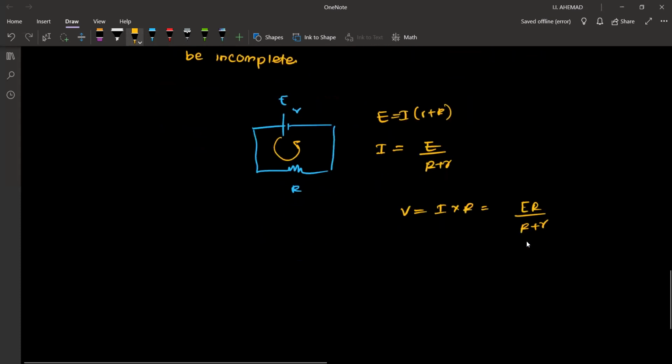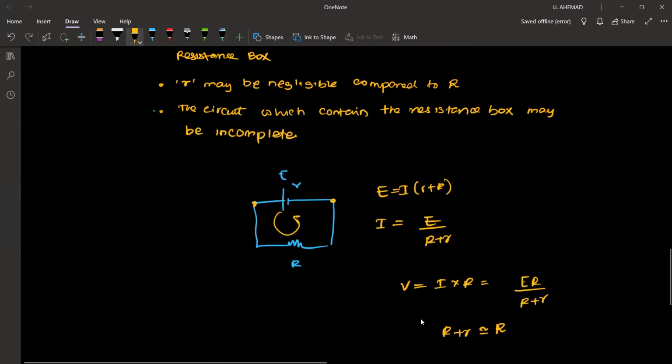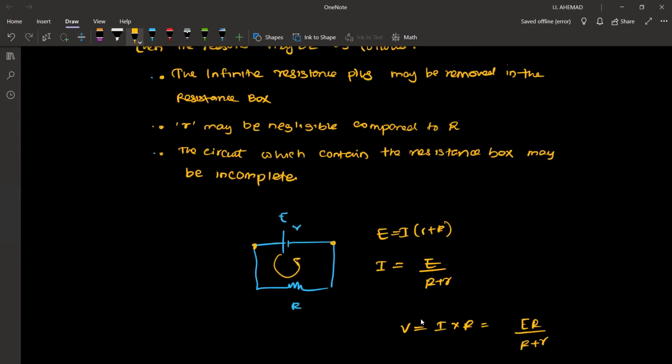Now from this equation, you should understand that if r is very small compared to capital R, then R plus r is still almost equal to capital R. So V is almost equal to E. Then the voltage won't change, right? If the terminal voltage doesn't change much, then the balance length also doesn't change much. Okay? So are these 3 points clear?